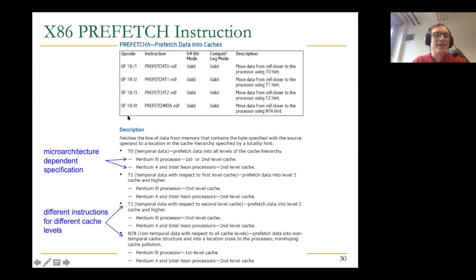Alpha ISA, which is one of my favorite ISAs, which is dead at this point because Digital Equipment Corporation got bought by Compaq and then HP at some point. Basically, it died, but in that ISA, whenever you do a load into register 31, that's essentially a prefetch request, because register 31 is hardwired to 0, right? So you don't need to have a special prefetch instruction in that ISA, because you have a register that's hardwired to 0, right?